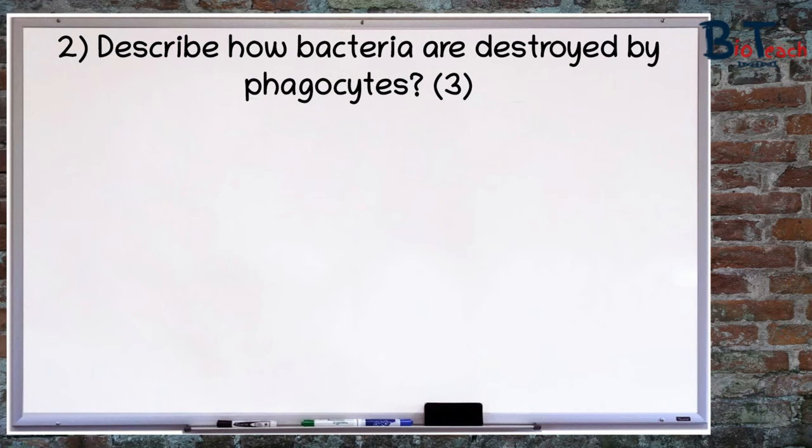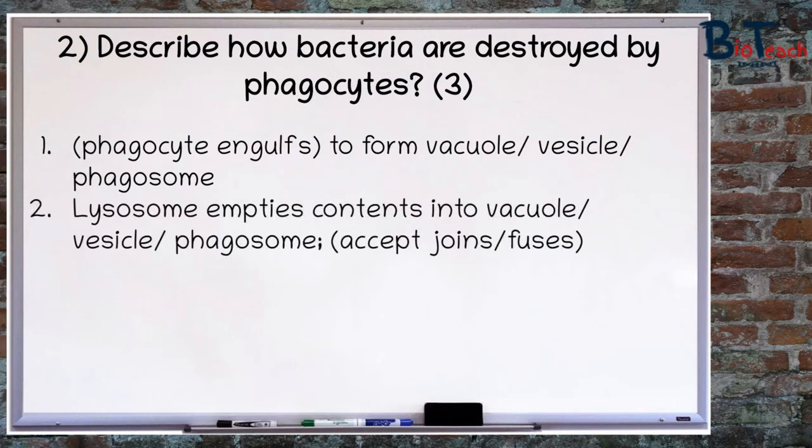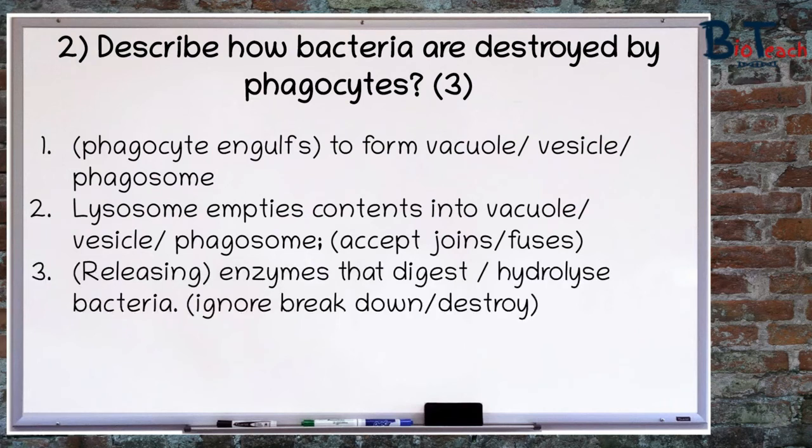As this is for less marks than the previous question, you don't need to mention all of the previous points. Some of the important ones that I would mention are to talk about the engulfing. I would also talk about the lysosome fusing or emptying its contents to digest or hydrolyze the bacteria. Please note that for the last point, the mark schemes do not accept you saying break down or destroy. You have to use words like hydrolyze or digest instead. So hopefully that's nice and easy to understand. 3 points for 3 marks.